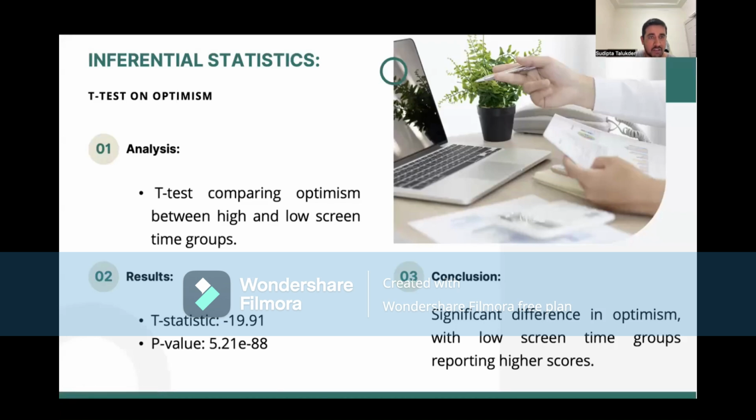Parametric statistics. First, we performed a t-test on optimism. We performed a t-test to compare optimism between high and low screen time groups. We split the respondents into two groups based on their total screen time. The t-test result showed a significant difference, with the low screen time group reporting much higher optimism scores. The p-value was extremely small, indicating strong statistical significance. Here we find that the t-statistic on optimism is minus 19.91 and the p-value is 5.28 times 10 to the power minus 88. That means a significant difference in optimism, with the low screen time group reporting higher scores.